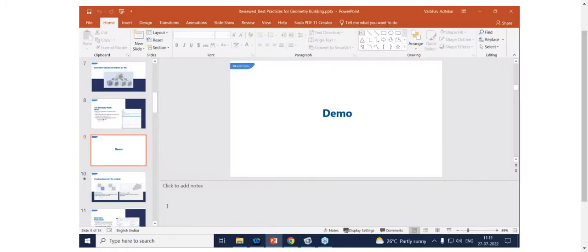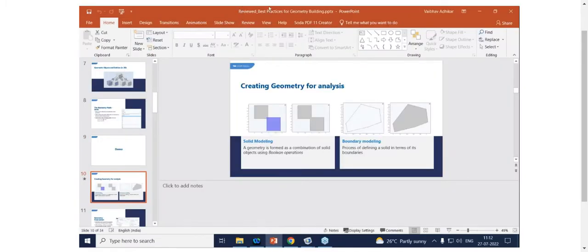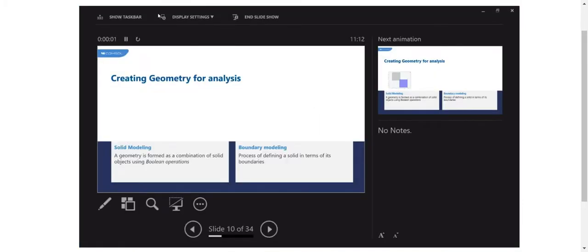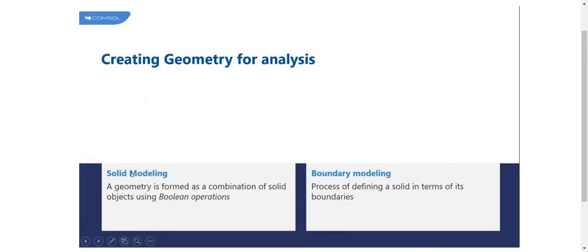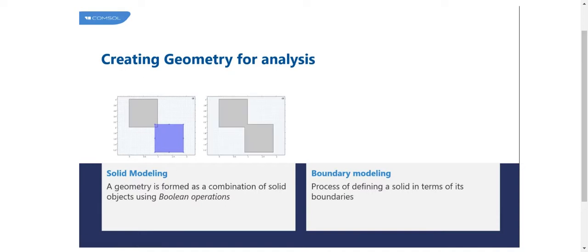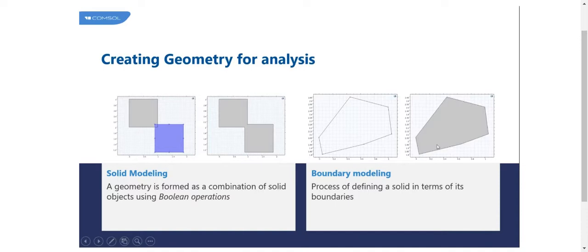The next step is geometry creation. COMSOL Multiphysics has two types of modeling. First is solid modeling. Here you create the domain, you can apply Boolean operations, and your final geometry will be created. The next option is boundary modeling. Here you define the edges or the bounding elements, and you can convert it into a solid one.